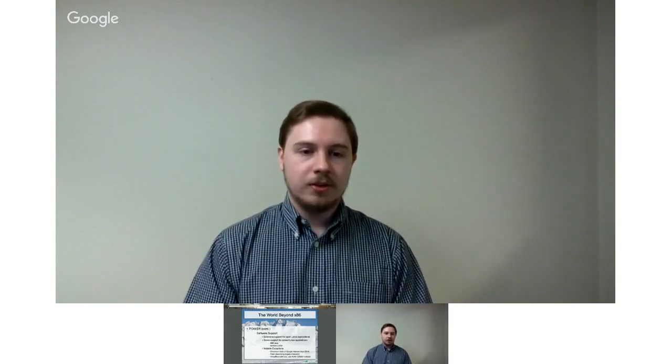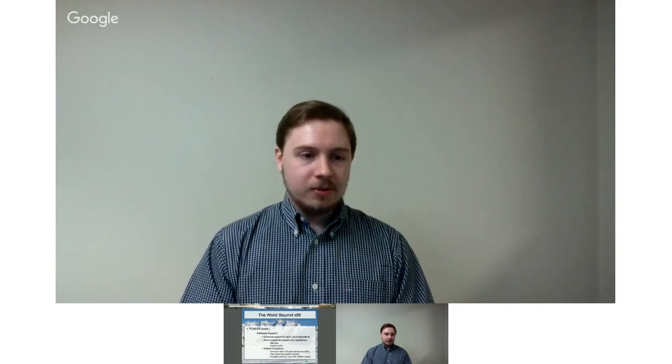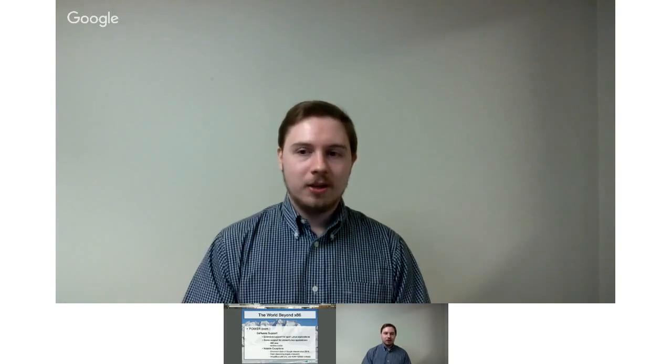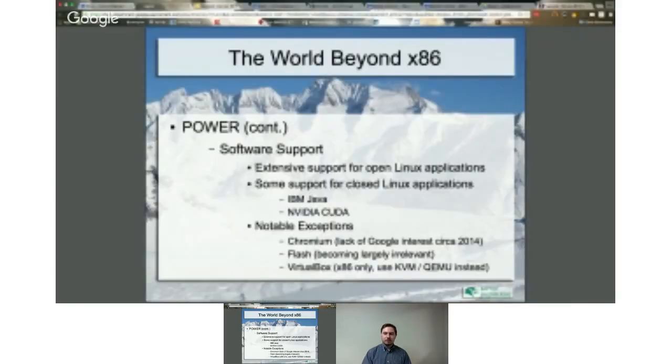In 2015, V8 was ported to Power, so at this point, it's possible that the topic of a native Chromium port needs to be brought back up, and that it might actually go through. Flash obviously is not supported. It's becoming largely irrelevant on the web as a whole. Certain applications like VirtualBox are x86 only, but they have replacements. Use KVM and QEMU. They work great. Next slide.